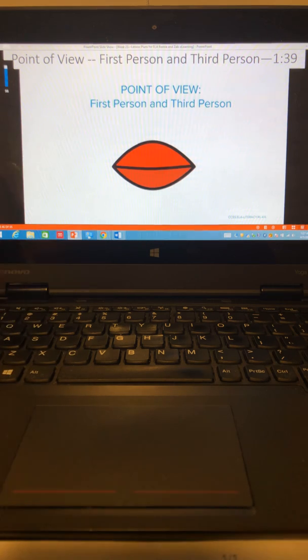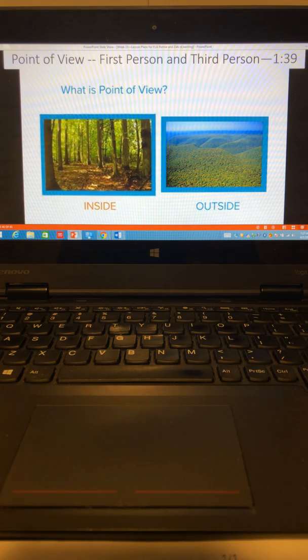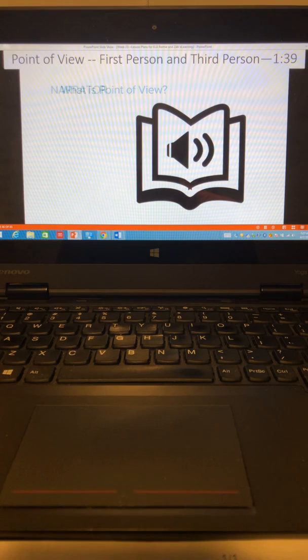Point of view. Point of view is the place from which you see something. You can see something like a forest from different points of view, from the ground, inside the forest, or from above, outside the forest. Notice how the 2 points of view are very different. Every story has a narrator who tells the story. The narrator always has a point of view from inside the story or from outside the story.